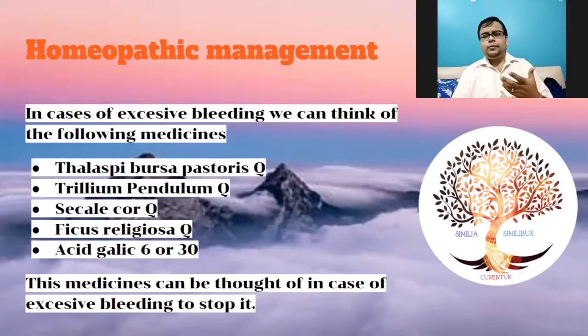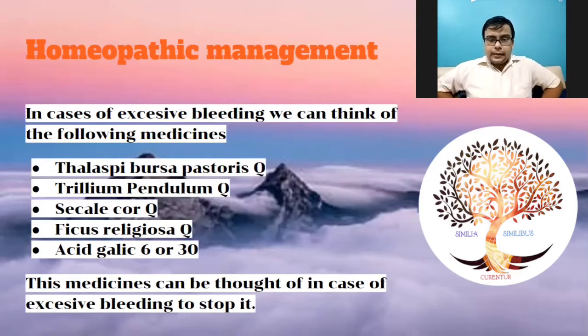Another very good medicine is Sepia pendulum, where there is bleeding very easily, very profusely, and along with a very severe pain in the hips, as if the hips would go away. Next medicine we can think of is Calcarea carbonica, which is a very good medicine for hemorrhage. Ficus religiosa, when there is excessive hemorrhage of bright red color, we can think of Ficus religiosa.